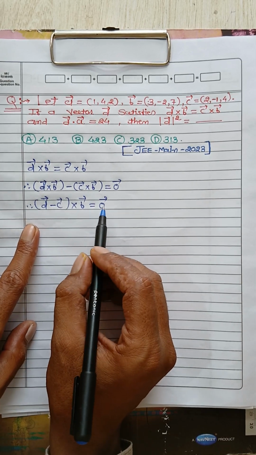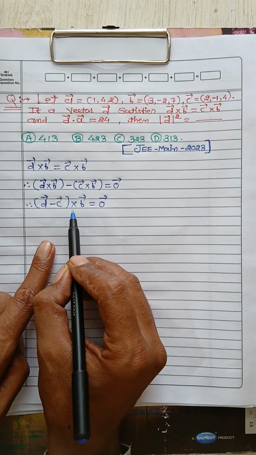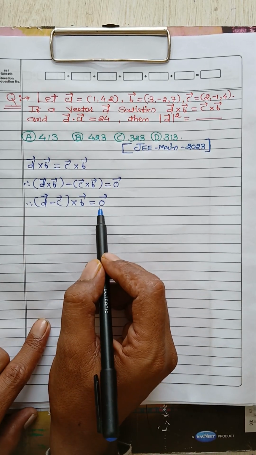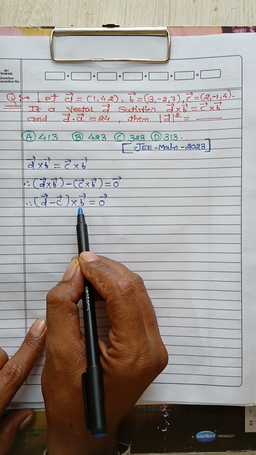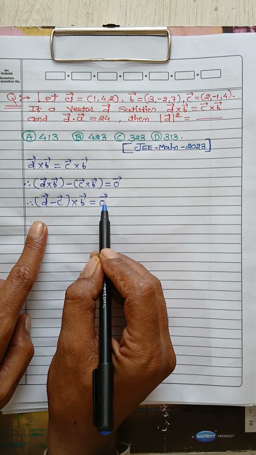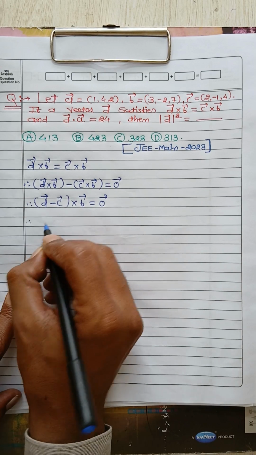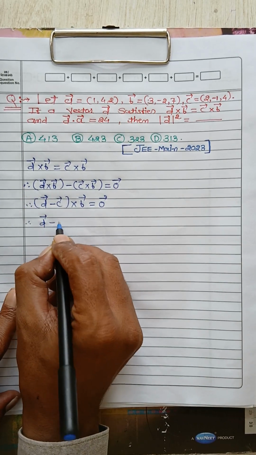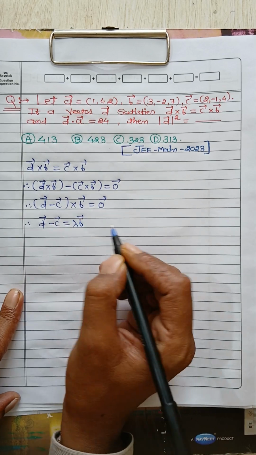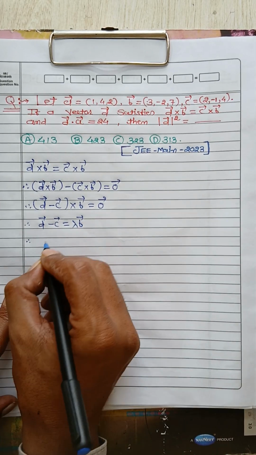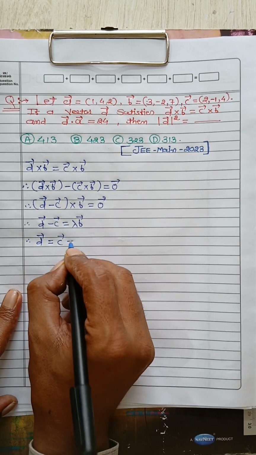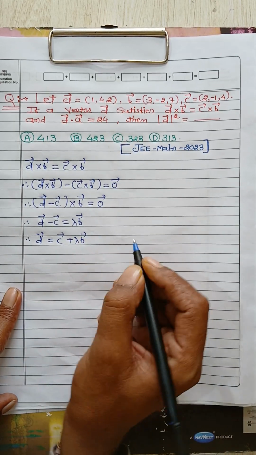What does it mean? It means that cross product of two vectors is a null vector, and we know that if cross product of two vectors is a null vector, then they are parallel to each other, so that we can write that vector D minus vector C will be equal to lambda into vector B, and from that we can write vector D is equal to vector C plus lambda into vector B.